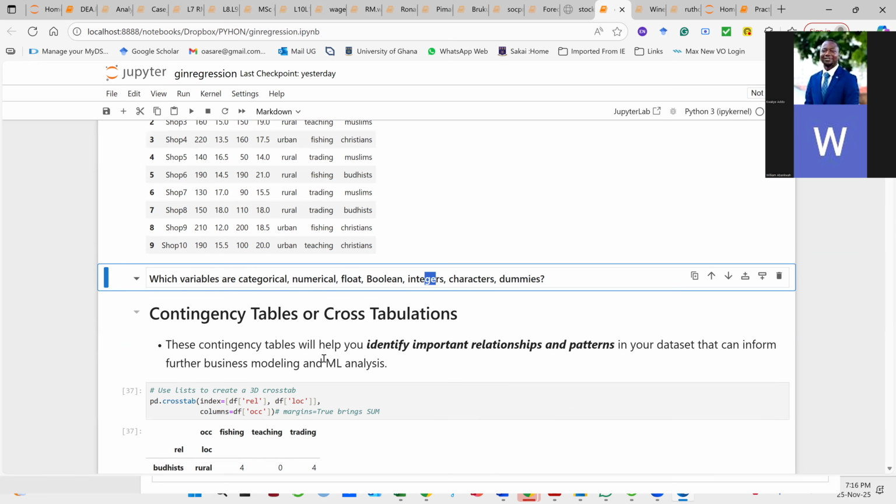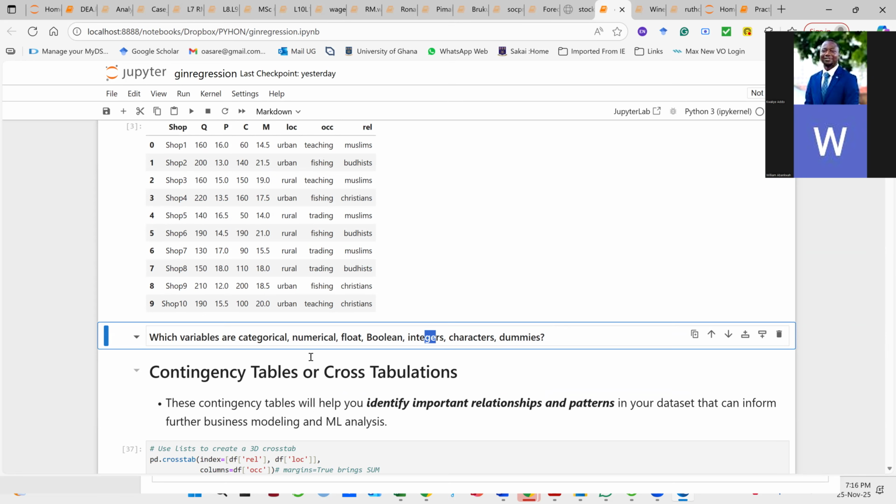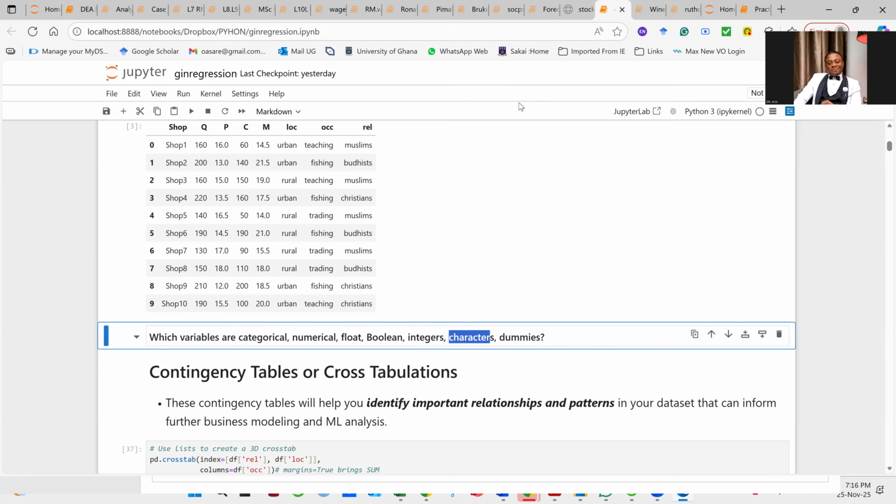All right. Which variables are characters? Imagine you have a small data set. I should give that one to you as homework. But it is a homework.